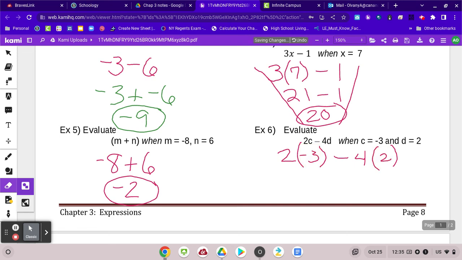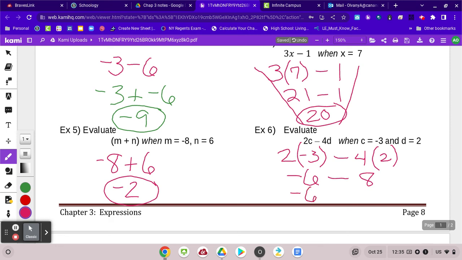And then we're going to go on to multiply, divide, left to right. 2 times negative 3 is negative 6. We're not subtracting now, but we are going to do 4 times 2, which is 8. And now we're down to our subtraction. We're going to keep change. And since the signs are the same, we're going to add, which is negative 14. Add and keep the sign.